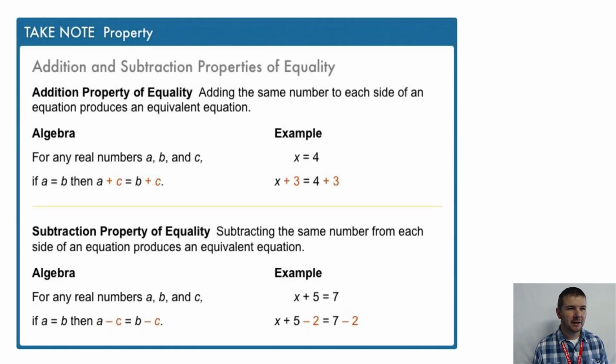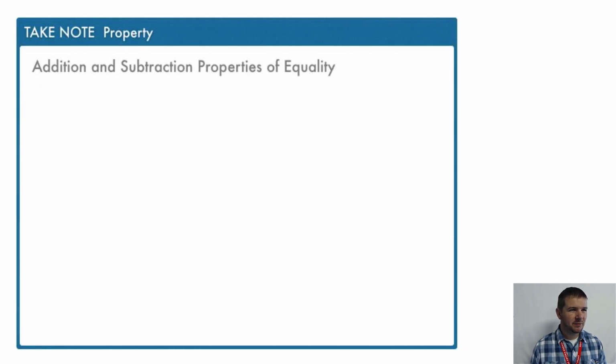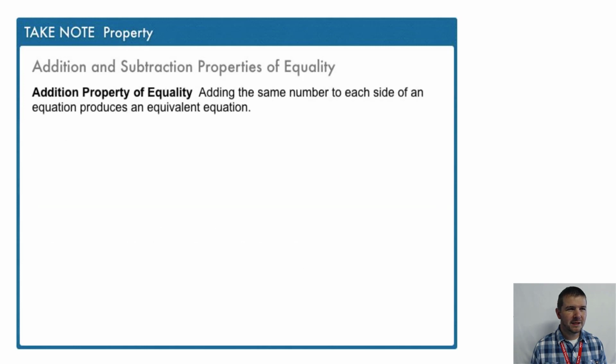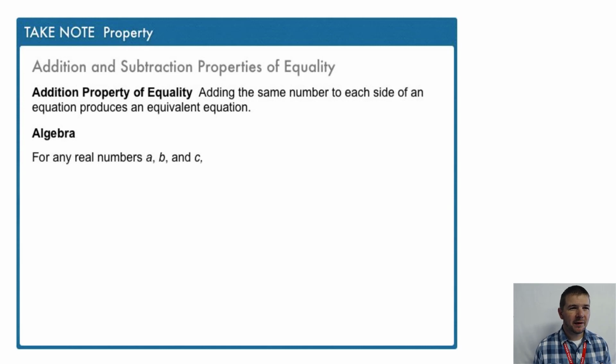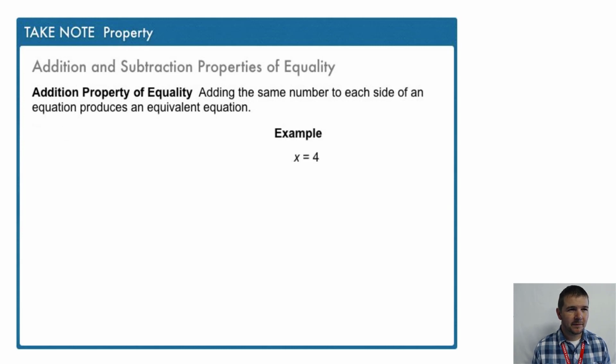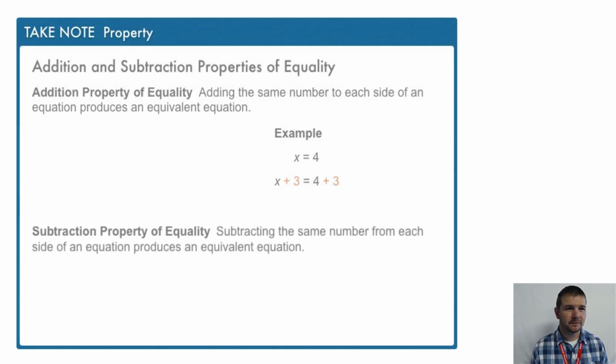Take note. Property. Addition and subtraction properties of equality. First, the addition property of equality. Adding the same number to each side of an equation produces an equivalent equation. In terms of algebra, we can state for any real numbers a, b, and c, if a equals b, then a plus c equals b plus c. An example: x equals 4, so x plus 3 equals 4 plus 3.